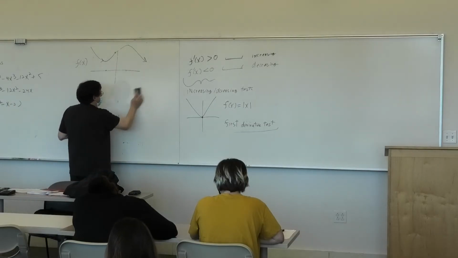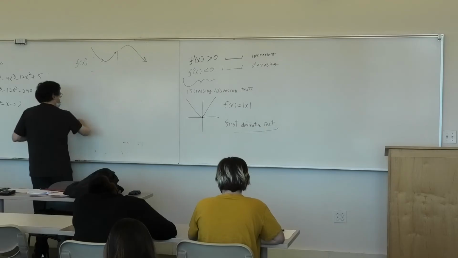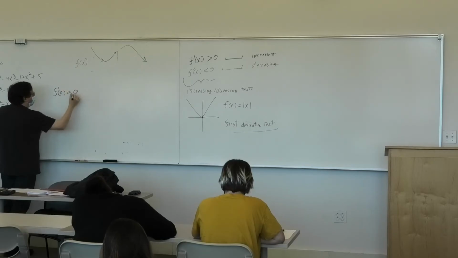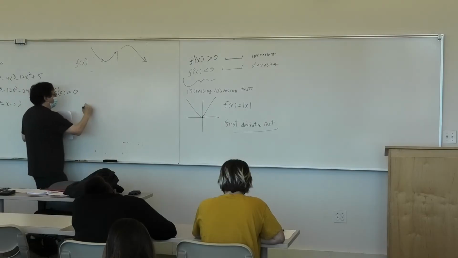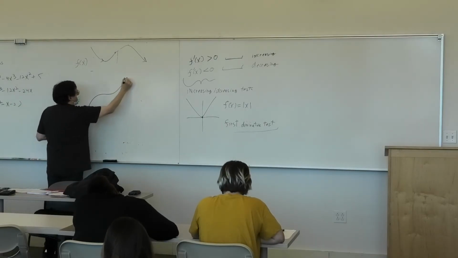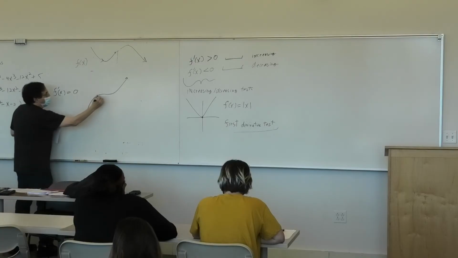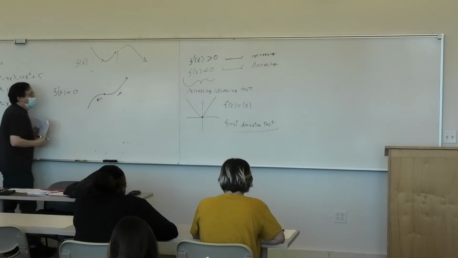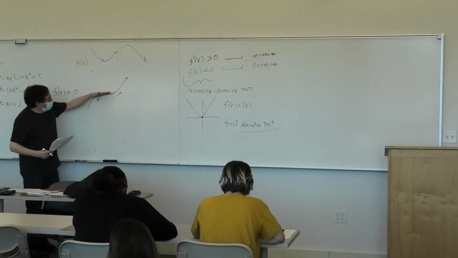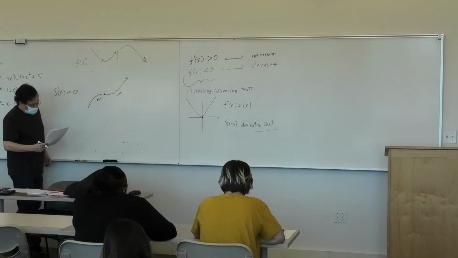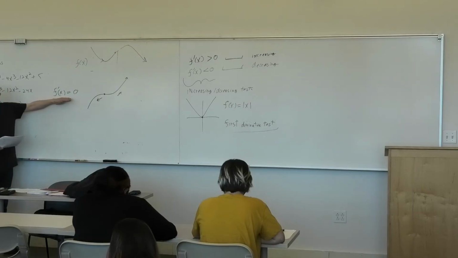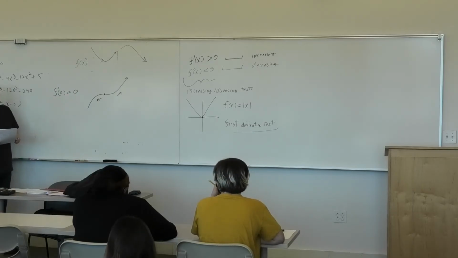It's equally possible that at some point the derivative is 0, but on one side of the point it's positive, on the other it's positive. And here you get kind of a saddle point. We'll talk about that in a minute. So it's not always the case that this means that you have a maximum or a minimum.